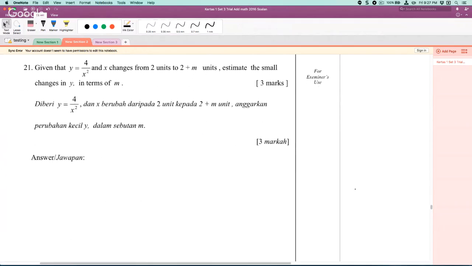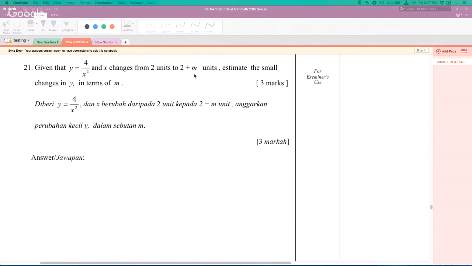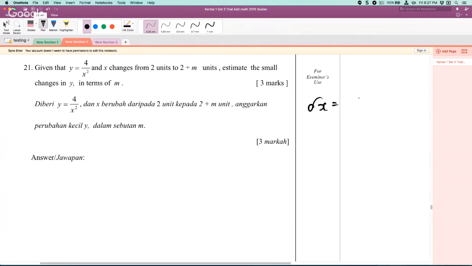Okay, given that y equals 4 over x squared and x changes from 2 to 2 plus m. So this is the change of x. I will use the new one, 2 plus m, minus the old one, so it's just m. Estimate the small change in y. So the question asks us to find the change of y. So I just write out the formula first.